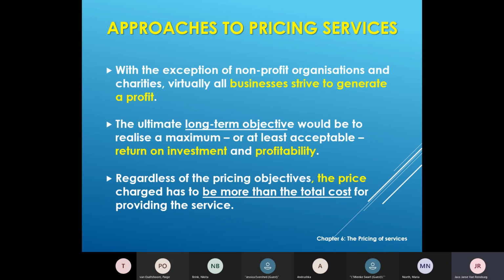Regardless of what the pricing objectives of your company is, the price that you charge has to be more than the total cost of providing that service. That's just common sense. That's how you make a profit. What you charge needs to be more than what it costs you. It's as simple as that.